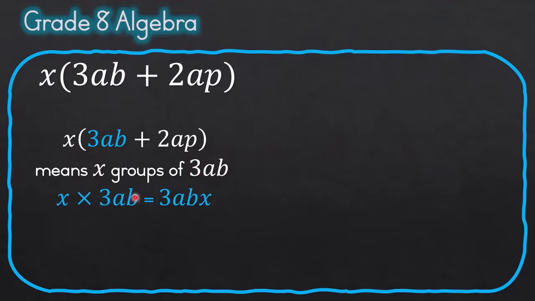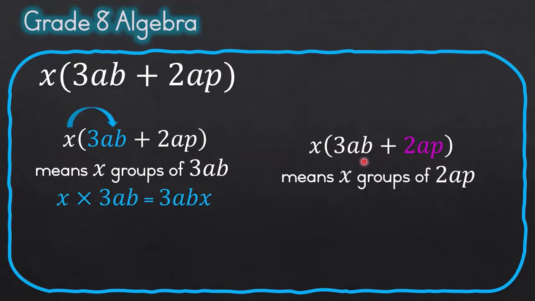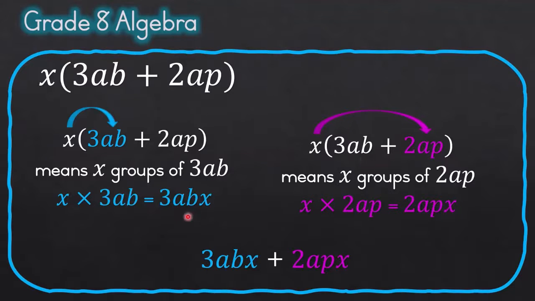So AB already means 3 times A times B, and I'm just multiplying an extra X. So 3 times A times B times X. I always try and write it in alphabetical order as far as possible because it just looks a lot neater. And next up we are going to look at the second term, so apples and pears. So again, it means that I've got X groups of 2 apple pears. So X times 2AP gives me 2APX.